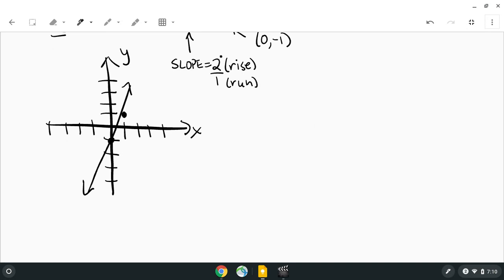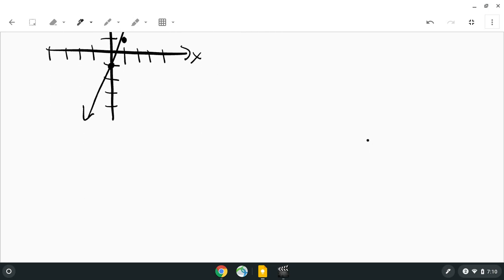If this were negative 2, then from your y-intercept you would go down 2, run 1. Okay, so let's take a look at another one. Let's go ahead and graph y equals negative 2/3 x minus 2.